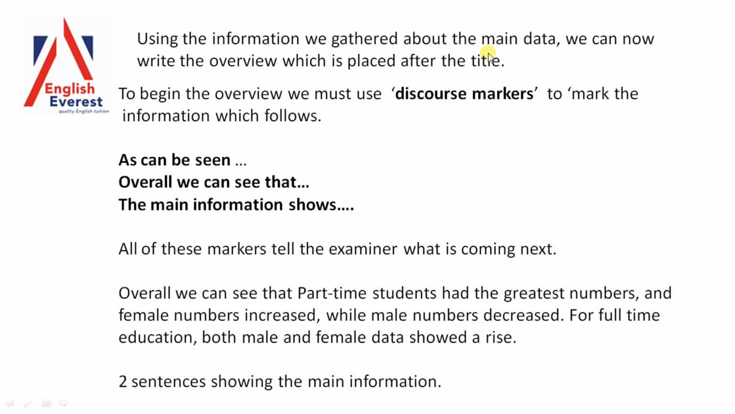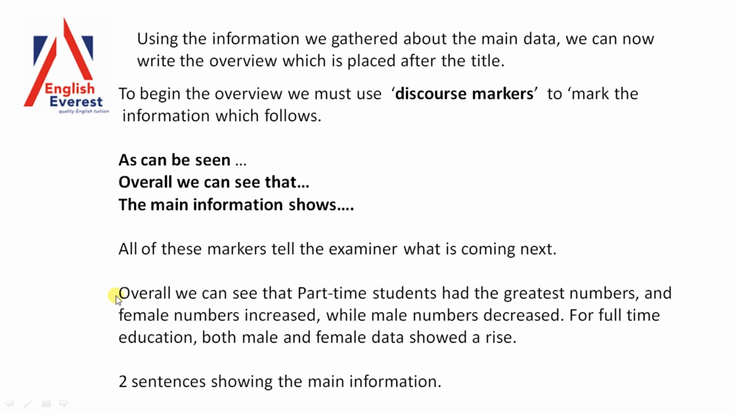Okay, so we're going to use that information to write our overview, which is placed after the title. To begin the overview, we use discourse markers to mark the beginning of the overview. Here are three common ways that we can introduce it. As can be seen, we can see that, overall we can see that, the main information shows. Choose one or two of these to practice. You don't need many because you're only going to write this once. All of these discourse markers tell the examiner what's coming. An overview.